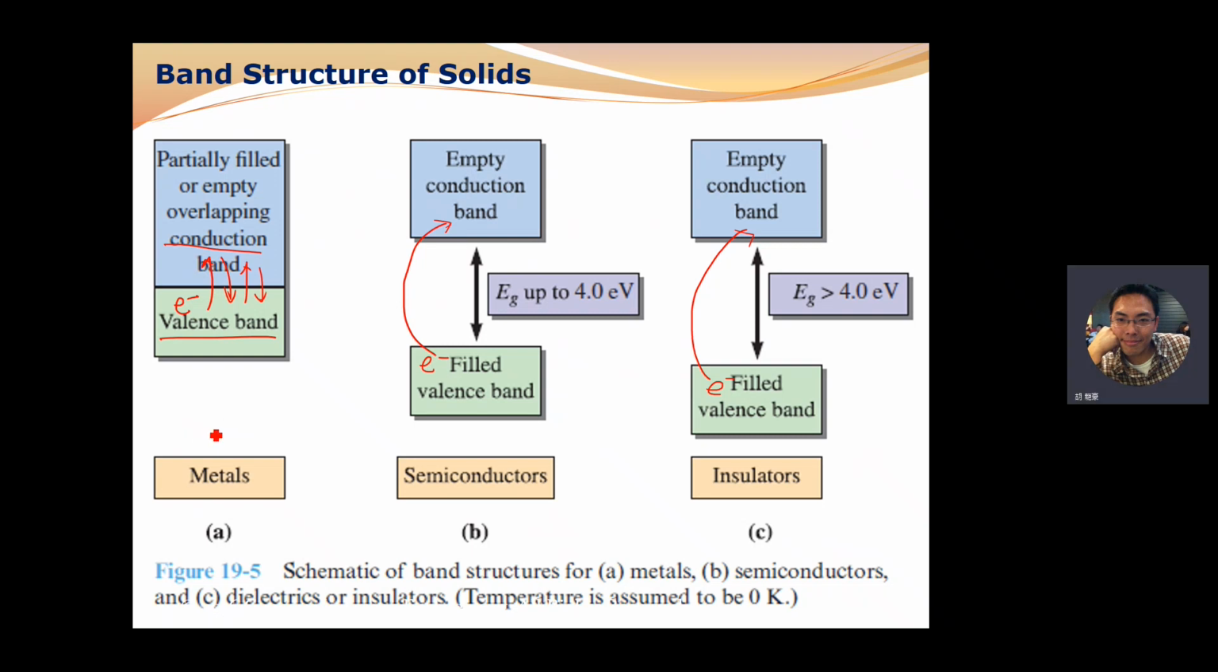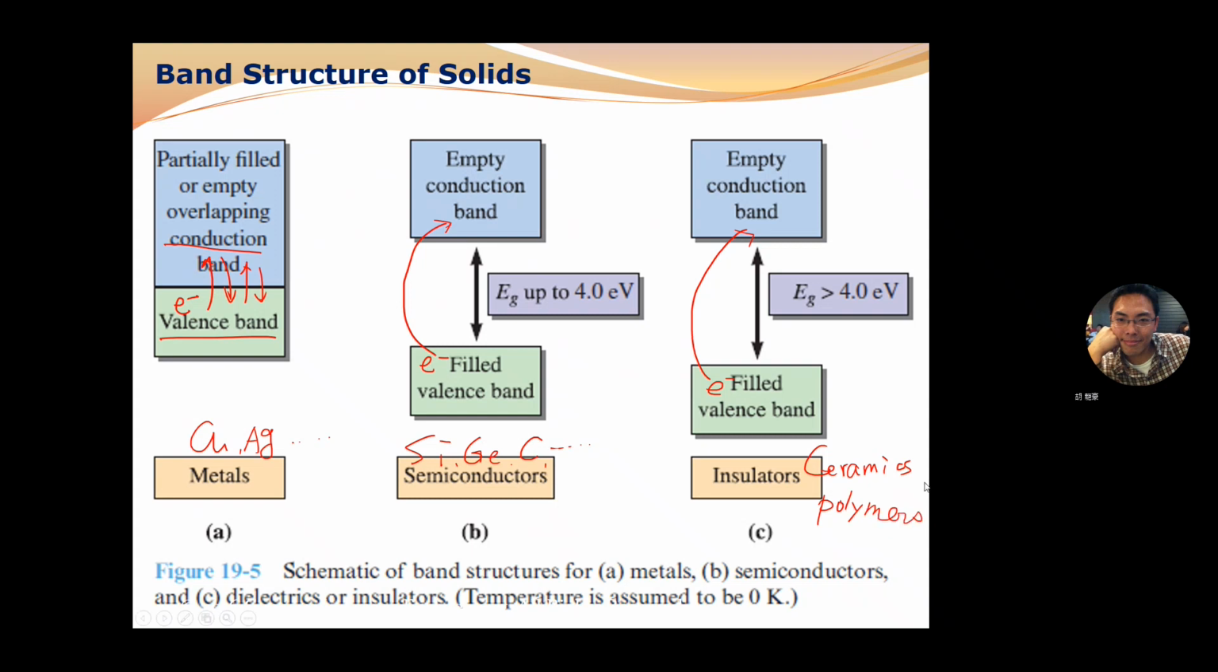Metals like copper or silver have very good conductivity; you can even measure their resistance with a multimeter. Semiconductors include silicon, germanium, carbon, and so on. And what are insulators? Ceramics, polymers, and plastics.